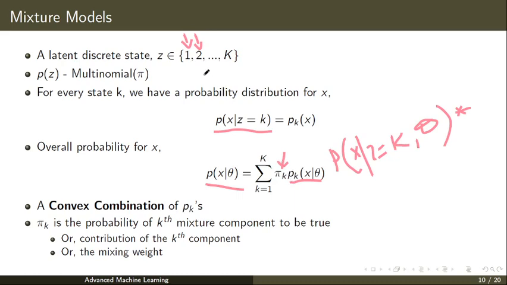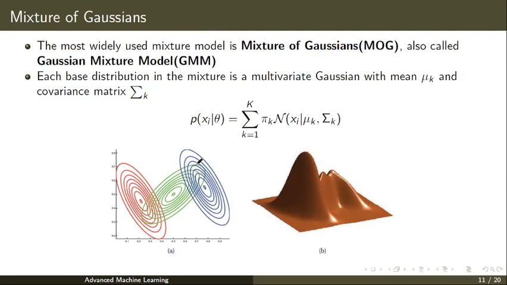So pi 1 plus pi 2 plus etc. up to pi k should sum to 1. So it will be 0.1 into the probability of x given z equal to 1. Then if pi 2 is 0.2, then 0.2 into the probability for z equal to 2, and so on. The summation gives you the overall probability for x.